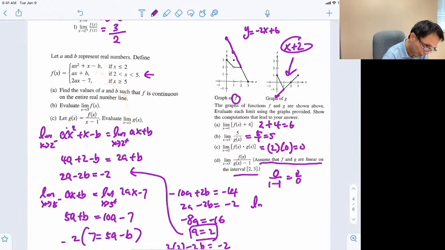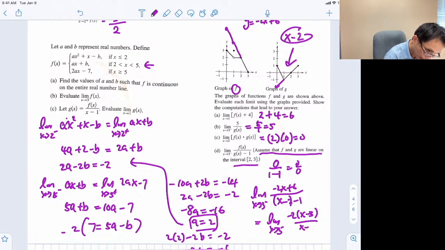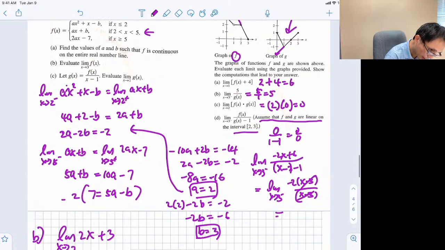So they say limit as x approaches 3 from the left. F of x is going to give you negative 2x plus 6. And here it's going to be x plus 2 minus 1. Let me finish. It's okay. X minus 2. Sorry, this is minus 2, so this is x minus 2. That's why I didn't work it out here. So x minus 2. And then you can obviously see the math happening. X approaches 3 from the left. It's going to be negative 2 times x minus 3 over x minus 3, and that cancels out. That's going to give you negative 2.